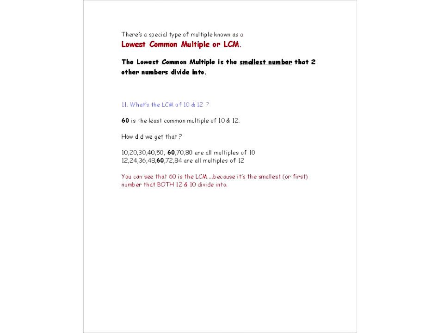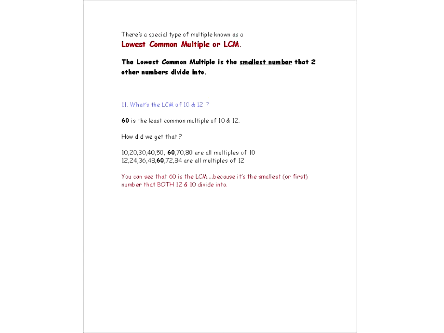And now we're going to talk about the lowest common multiple. As the name suggests, it's a small number, right? The lowest common multiple is the smallest number that two other numbers can divide into. So what's the lowest common multiple of 10 and 12? Well, it's 60. And we're going to look at how we find that. So how do we get that 60 is the lowest common multiple?